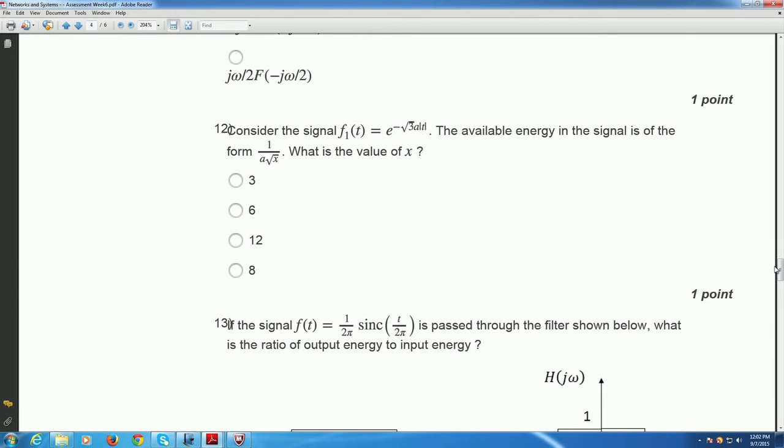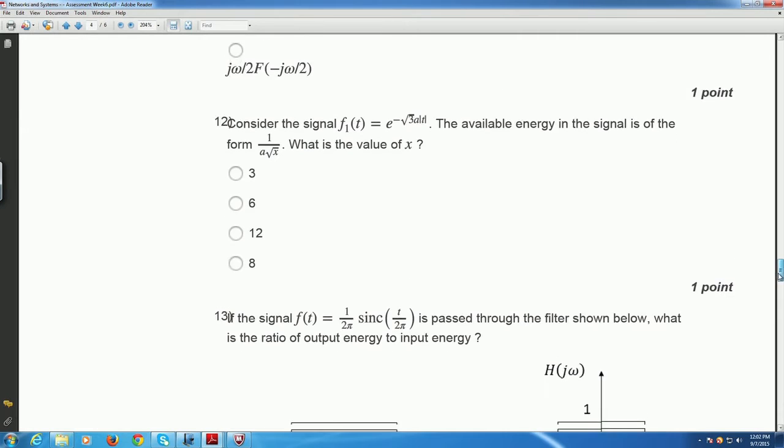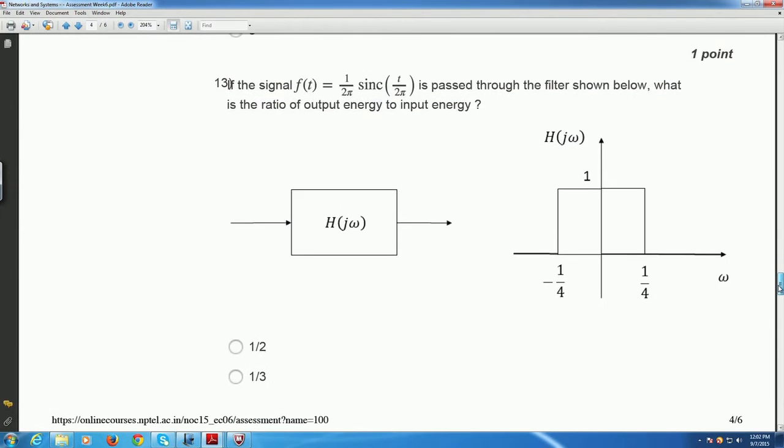The squaring is going to make it e power minus 2 root 3 a mod t. Then you have to integrate that from minus infinity to infinity. It is a straightforward integration, you will get the answer. Okay. So, I am going to skip giving any more hints for 12. Let us go to 13.